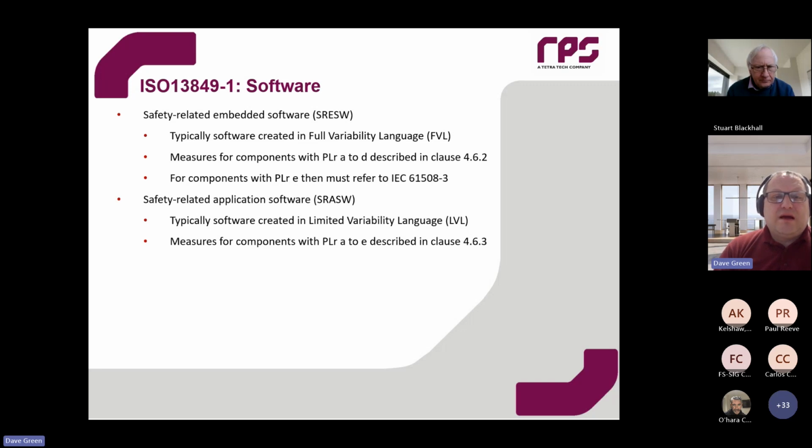And then the safety related application software, typically in limited variability language, but it might be things like fixed program language or other lower languages. Then there are measures detailed in this standard for performance levels A through to E. So it gives you that extra room for the higher performance level requirements. Obviously, this is assuming that the software that has been written as the embedded software has already been pre-assessed at that level.